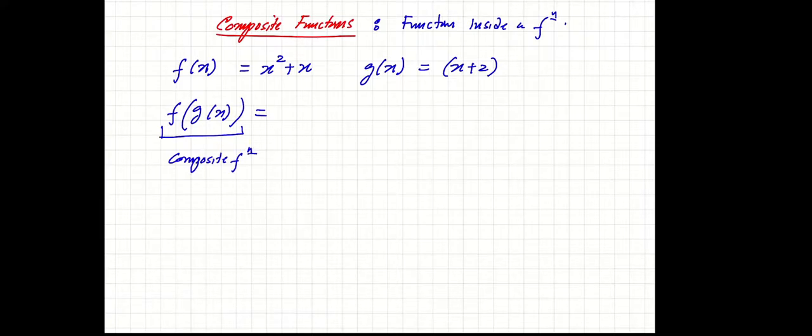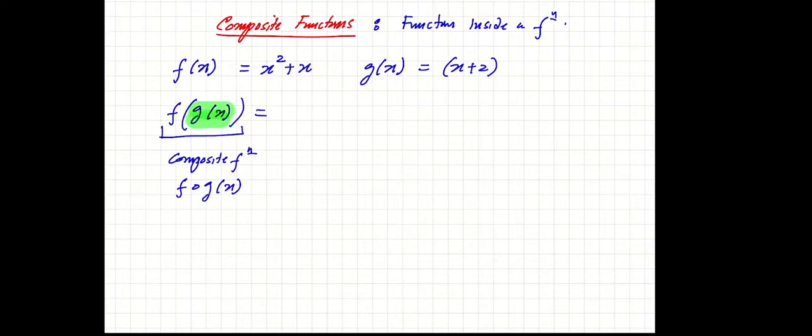Why? You can see function inside the function. You can see that, right? Typically you write that f∘g(x). Understand the notations, right? Composite function means function inside a function. Now, how do you look at it?